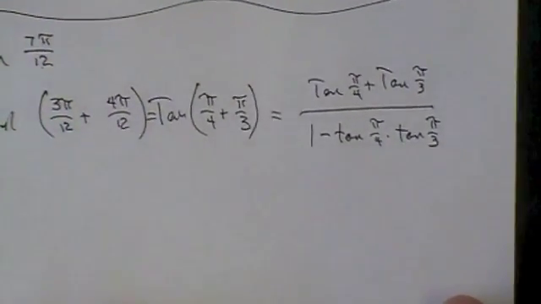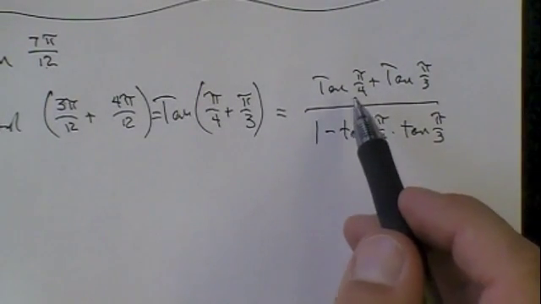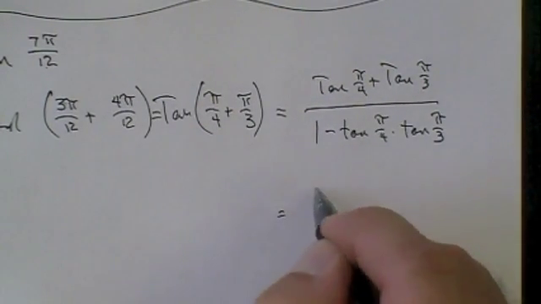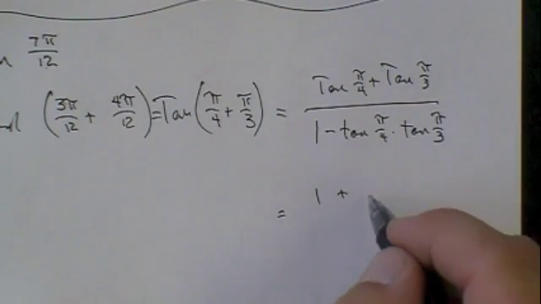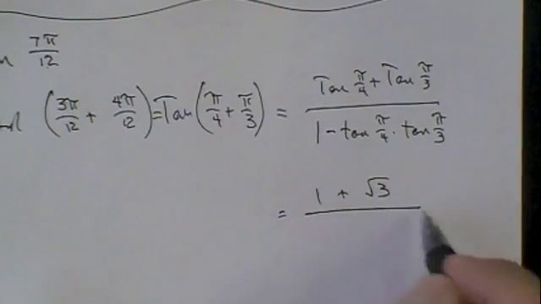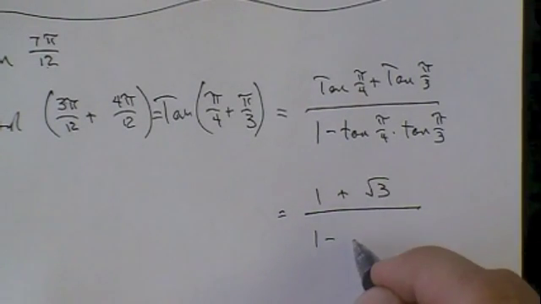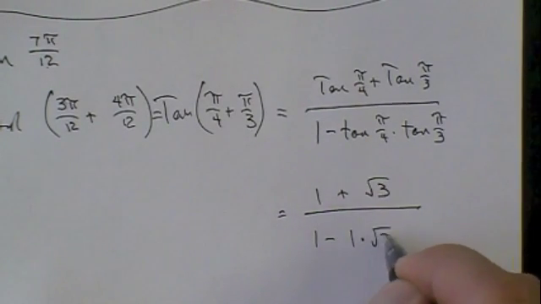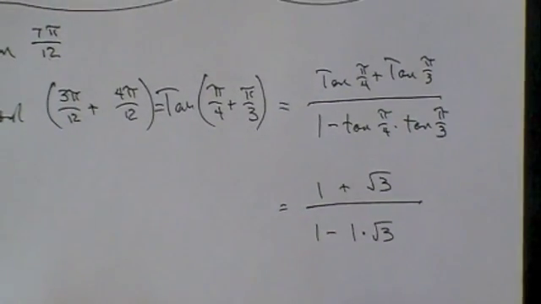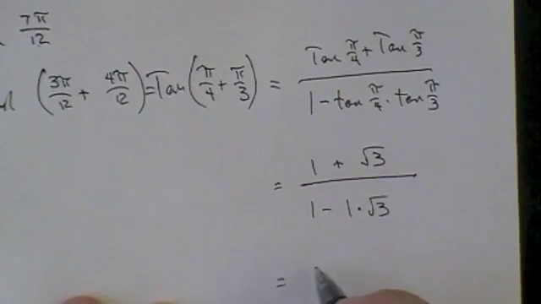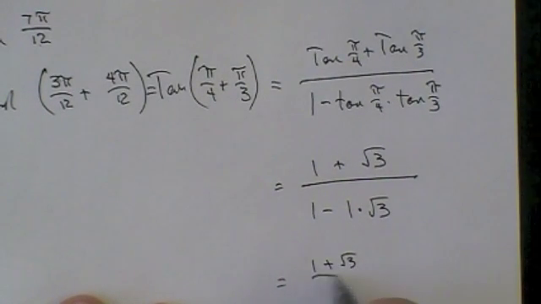Now from here, we know our tangent of pi over 4 is equal to 1, and the tangent of pi over 3 is equal to the square root of 3. That's 1 minus 1 times square root of 3. So we'll multiply here. We end up with 1 plus square root of 3 over 1 minus square root of 3.